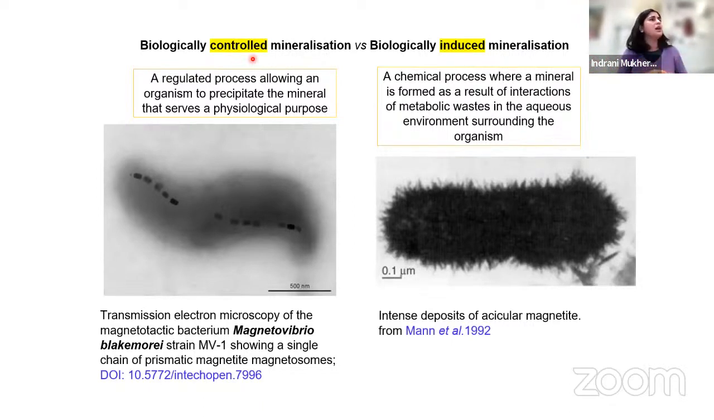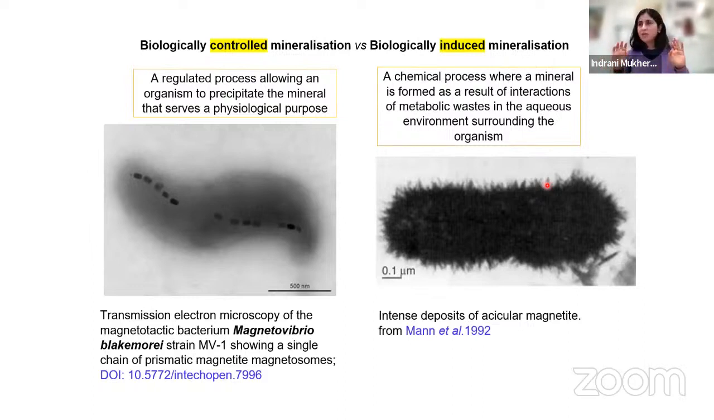I think magnetotactic bacteria use that for location and chemotaxis, etc. But biologically induced mineralization, in this case acicular magnetite, is essentially the same mineral, but the magnetite is formed on the outside, beyond the confines of the organism, and it's a product of interaction of the organism's metabolic waste with the surroundings. So there are these two types, and I don't want to get bogged down with what's controlled and what's induced.